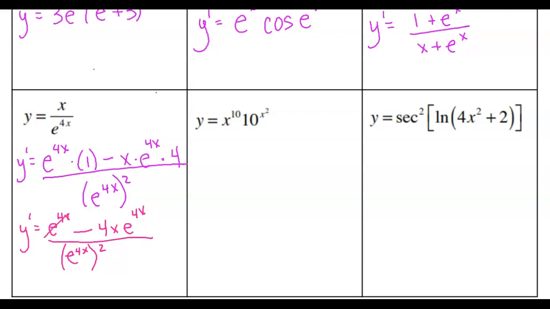So I'm going to take out an e to the 4x on that term, an e to the 4x on the second term, and one of those e to the 4x's. So I'm left with 1 minus 4x all over one of them. You don't have to factor out if you can see that it does, okay? It would have been this, just in case you don't see it on top.